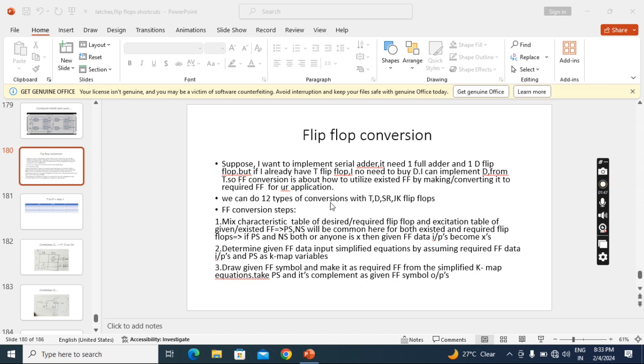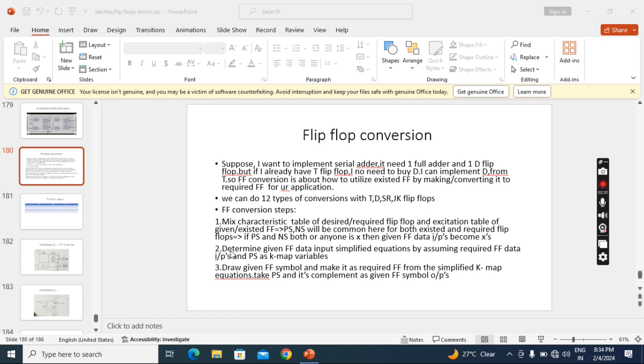Now we'll see the conversion process. There are 3 steps. In the first step, we have to mix the characteristic table of the required flip-flop and the excitation table of the given flip-flop, as one table. Here Qn and Qn plus 1, present state and next state, will be common to both the characteristic table and the excitation table. If Qn and Qn plus 1, any one or both contain X, in this case the given flip-flop data inputs become X. That is the first step.